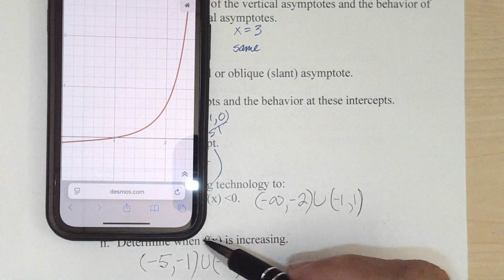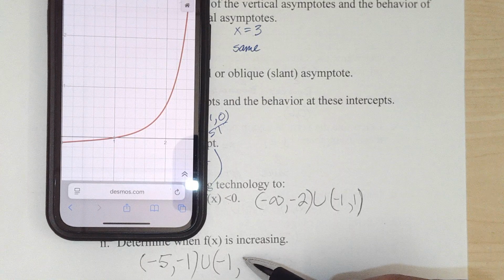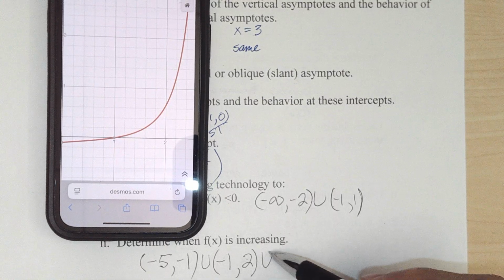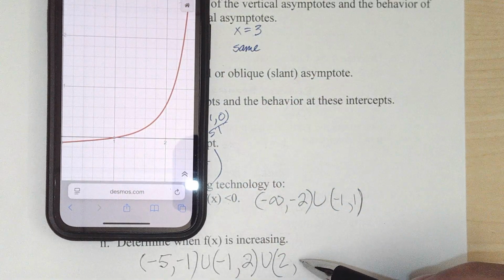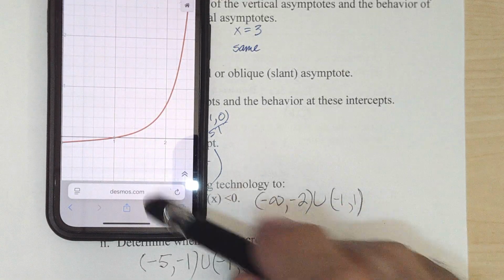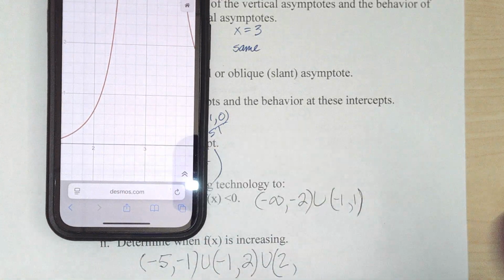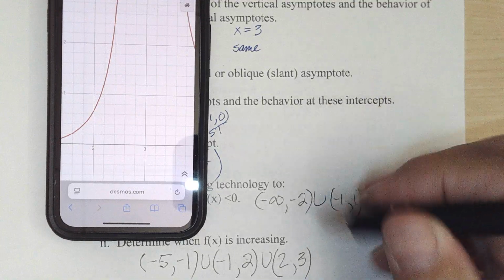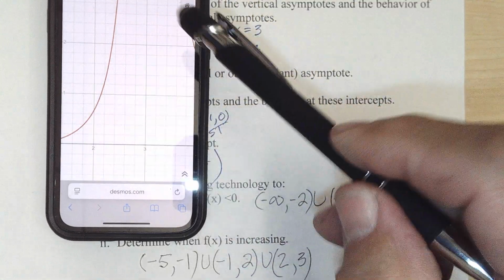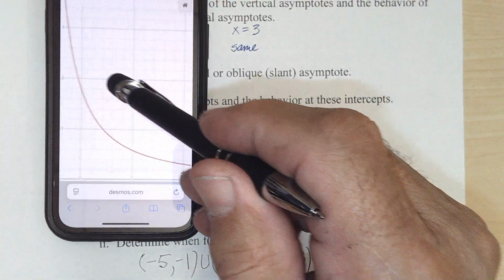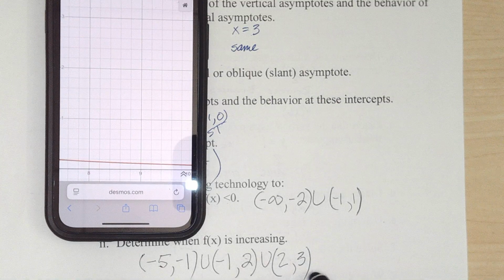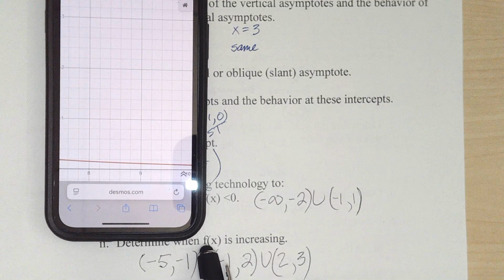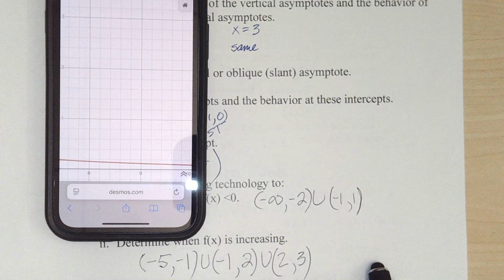And so I have to stop the increasing. It doesn't exist at 2. But then right after 2, it's still increasing. So I'm going to go on from 2 till it increases till we get to 3. And then the graph starts coming back down, and it keeps coming down for the rest of the way. And so that's all the x intervals where the y is getting bigger and bigger as I go from left to right.